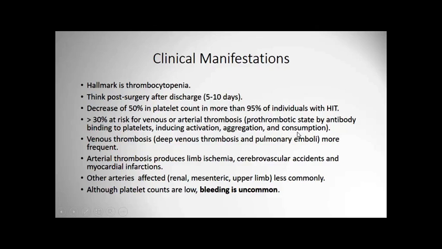All of this process increases the prothrombotic state. What will they have? Deep venous thrombosis and pulmonary embolism more frequently. What can they have also? Arterial thrombosis, limb ischemia in the legs, in the arms, or cerebrovascular accidents, myocardial infarctions. Other arteries that can be affected, any artery that you want to imagine, renal, mesenteric, or upper limb arteries. This occurs less commonly. So here the real problem is venous or arterial thrombosis.